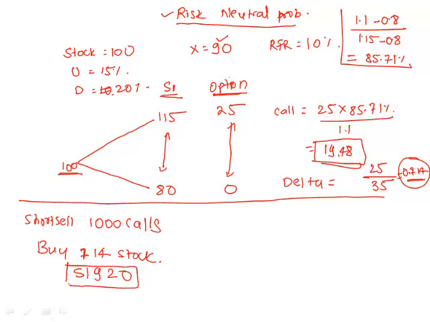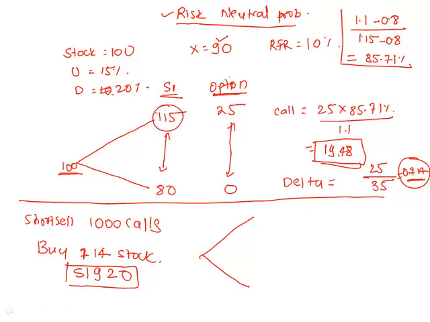Have you understood how? 714 stocks purchased, 100 rupees each, so that's about 71,000 rupees. Correct? And 1000 calls sold, that's about 19 each, so 19,000 received. So the net amount that's gone out is 51,920. Is that okay now? Now what will happen to my position? Depending on where my tree goes.